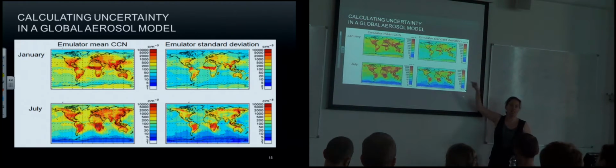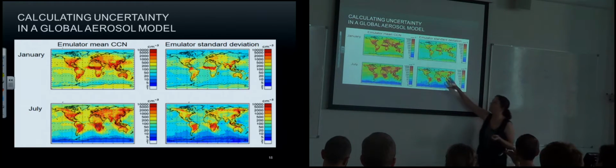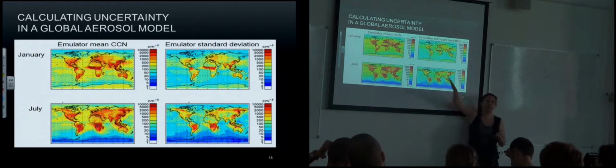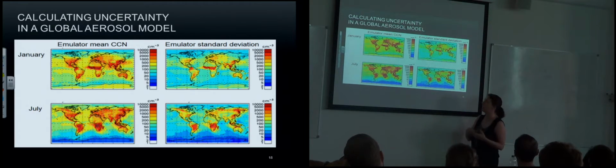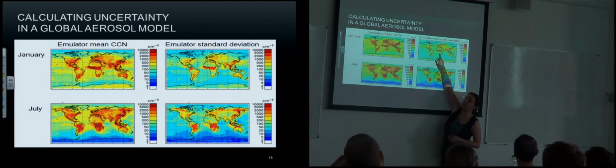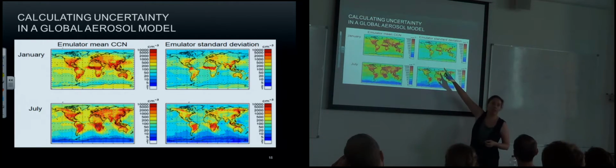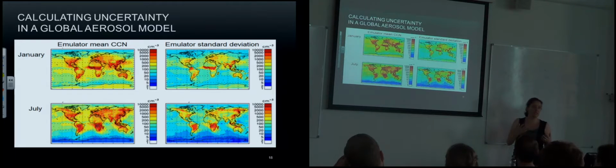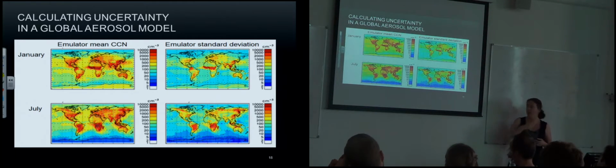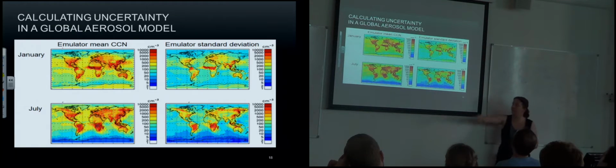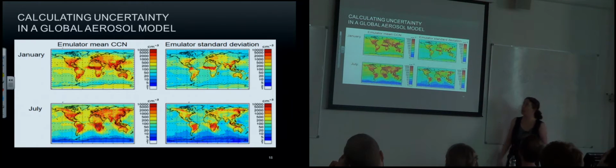It should say emulated standard deviation. So it's the uncertainty in the CCN due to those 28 uncertain parameters, the sample that I gave it, and the emulator that I built. High uncertainty over areas of high CCN is reasonable. It's what you'd expect. The numbers are going to be bigger. Low uncertainty over areas of low CCN.